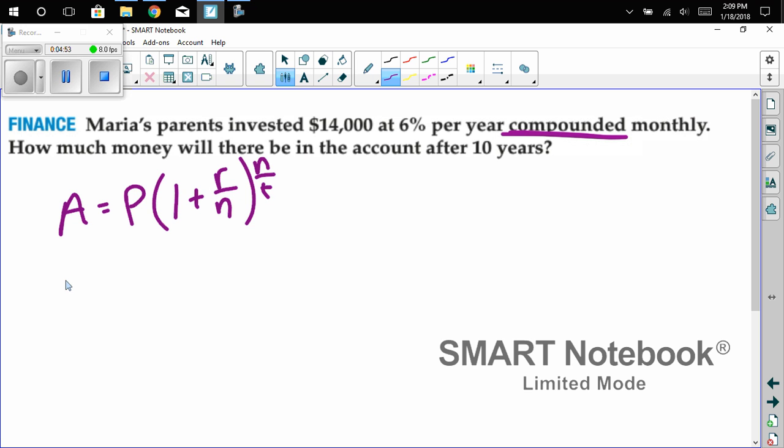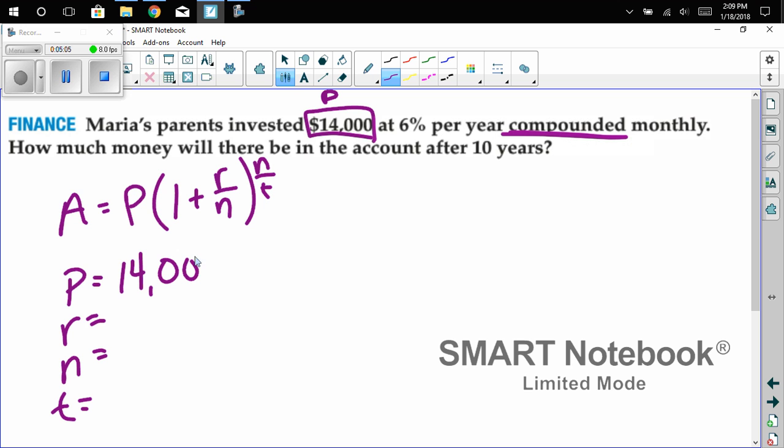And we need to know what P is, what R is, and what N and T are. P is the initial amount, right there. That's P, so 14,000. R is the rate again, so it's 6%. Now remember, 6% as a decimal is 0.06, so that's the actual amount we're going to use.